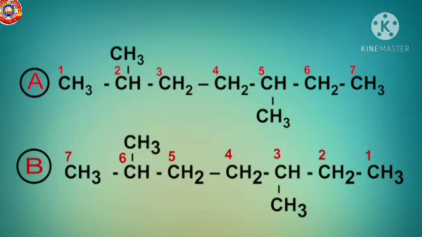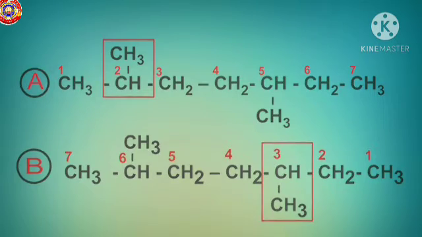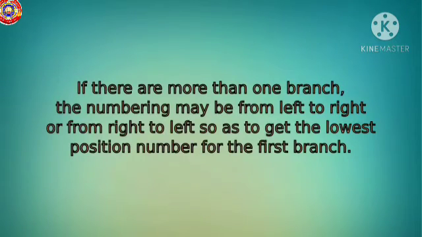Observe these structures. In structure A, we can see that if we number the carbon atoms from left to right, the position number of the first branch is 2. And if we number from right to left in structure B, the position number of the first branch will be 3. As per the rule, if there is more than one branch, the numbering may be from left to right or from right to left so as to get the lowest position number for the first branch.